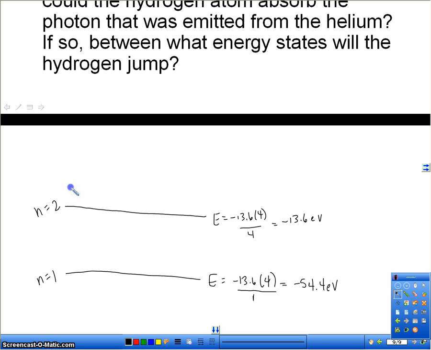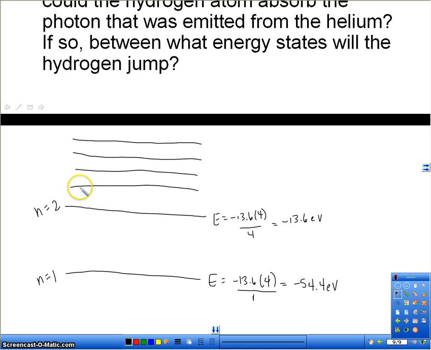And I could go ahead and do the 3, 4, and 5 states if I wanted to, but I don't think I need them for this one. So I'm just going to draw them in here and not calculate them. But what I will need is the n equals 6 state. So 3, 4, 5, 6. So the energy for the n equals 6 state is negative 13.6 times Z squared, again 4. And this time the n squared is 36 on the bottom. Okay, so 13.6 times 4 divided by 36 is negative 1.51 electron volts.